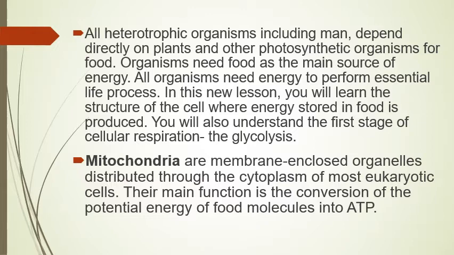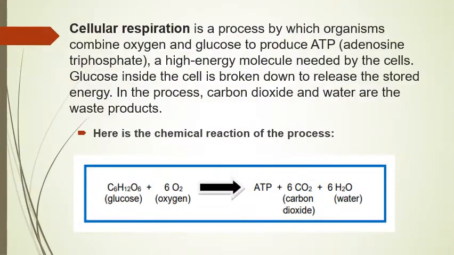Mitochondria are membrane-enclosed organelles distributed through the cytoplasm of most eukaryotic cells. Their main function is the conversion of the potential energy of food molecules into ATP. Cellular respiration is a process by which organisms combine oxygen and glucose to produce ATP, adenosine triphosphate, a high-energy molecule needed by the cells. Glucose inside the cell is broken down to release the stored energy. In the process, carbon dioxide and water are the waste products. Here is the chemical reaction of the process.